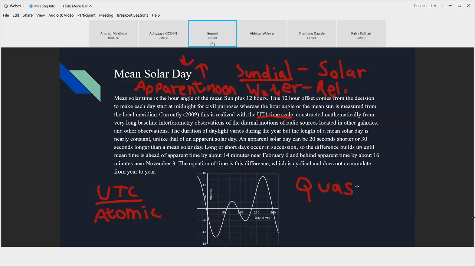Distant quasars tell you what the time is, like a relative time. So this is the UT1 time. These times have a difference of less than 0.9 seconds. Why is this important? I'll tell you later. So just remember this: the UTC time is maintained by atomic clocks, while the UT1 time is maintained by distant quasars and other celestial objects.